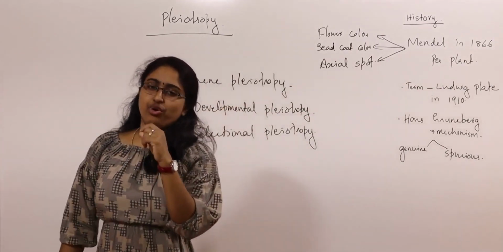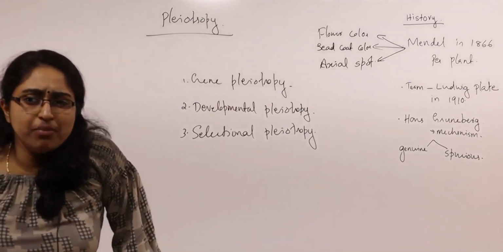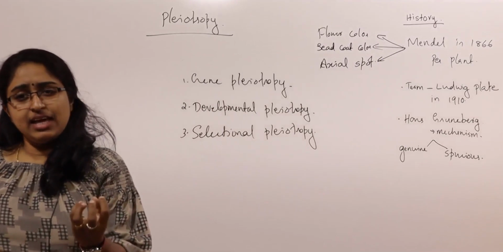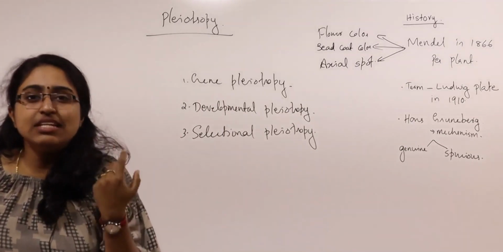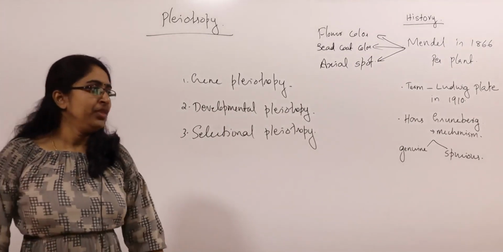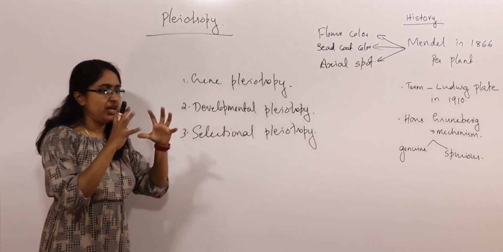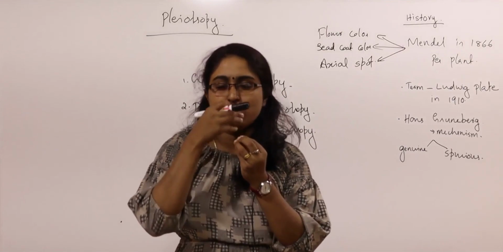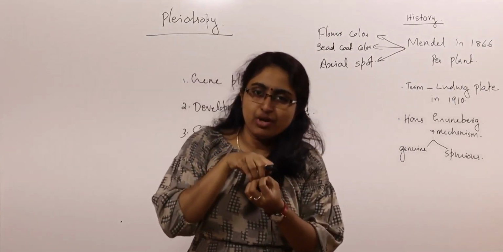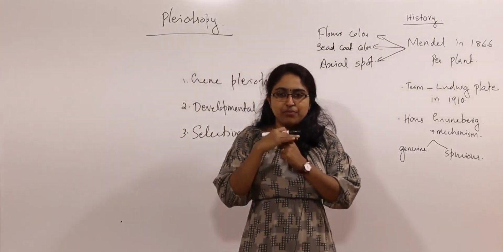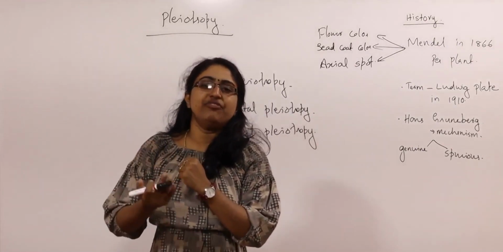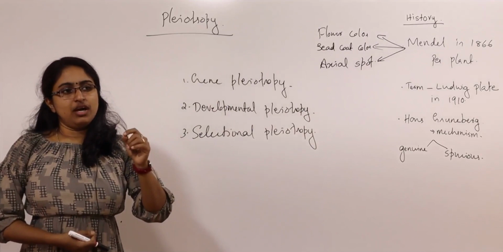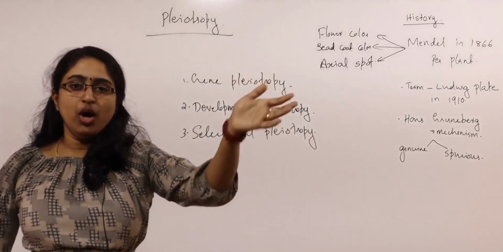That is developmental pleiotropy. Selectional pleiotropy means a mutation or pleiotropic change which results in better fitness. For example, a gene which is already pleiotropic undergoes a variation or mutation. That mutation causes a better phenotype so that nature can select it. But that will not persist for a long period.